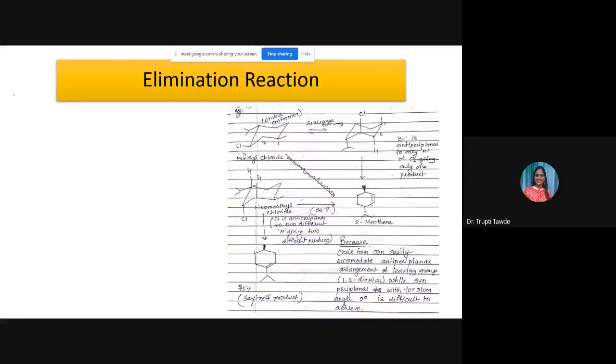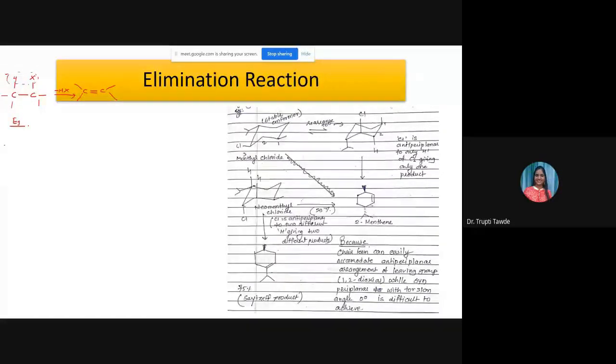Elimination is nothing but, for example, if I have these two carbons, let's say one is having X here and the other is having H here. Now X can be anything, not only a halogen. What we generally expect here is loss of HX, and I'm going to end up with the formation of an alkene. This is my elimination reaction. Now there are two different ways of giving the product. First, let us talk about E1 elimination.